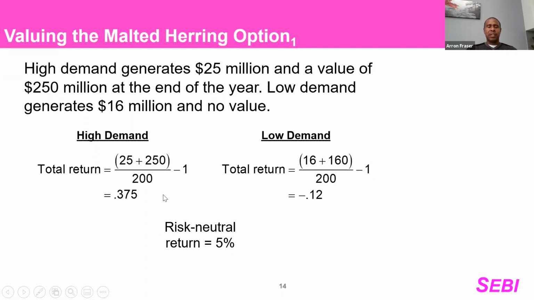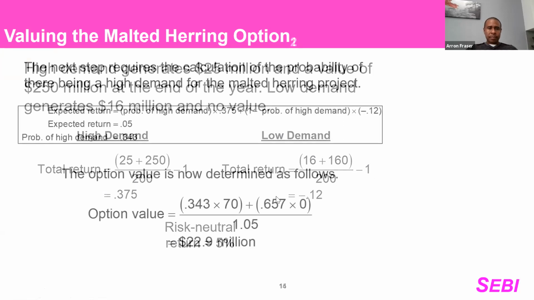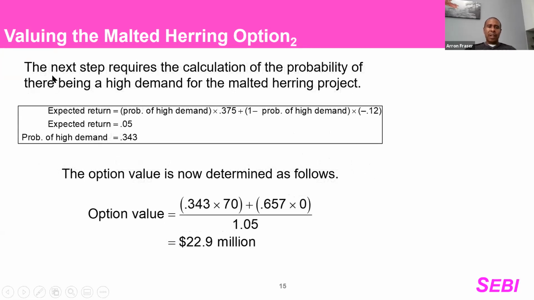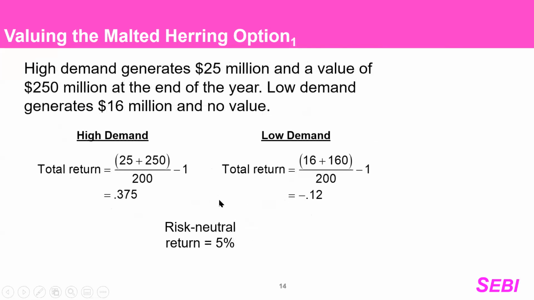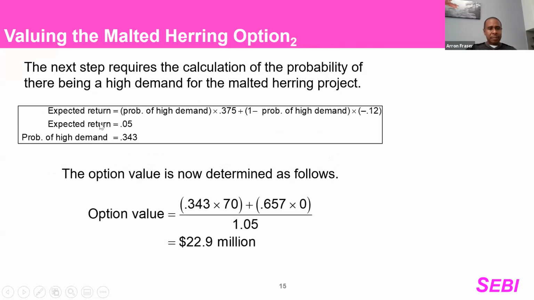So this is given, right? You've done the calculation to see what the return would be in a high demand situation, and in a low demand situation. So how do you value the options? The next step requires a calculation of the probability that there is a high demand for a malted herring. We're given that the risk neutral return is 5%, so the expected return will be 5%.